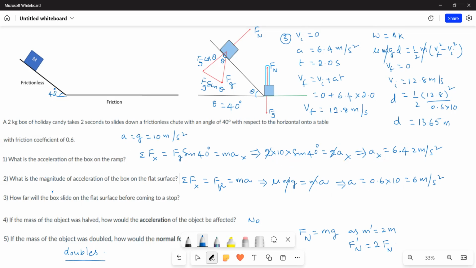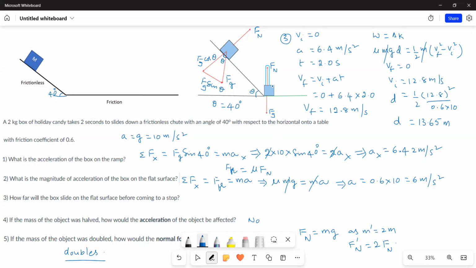Second bit. What is the magnitude of acceleration of the box on the flat surface? Now we have to find out at the flat surface. When it comes to the flat surface, friction is the only force contributing to the acceleration. The friction is acting in the opposite direction to make the object stop. So the friction is equal to ma. The frictional force is equal to mu Fn.